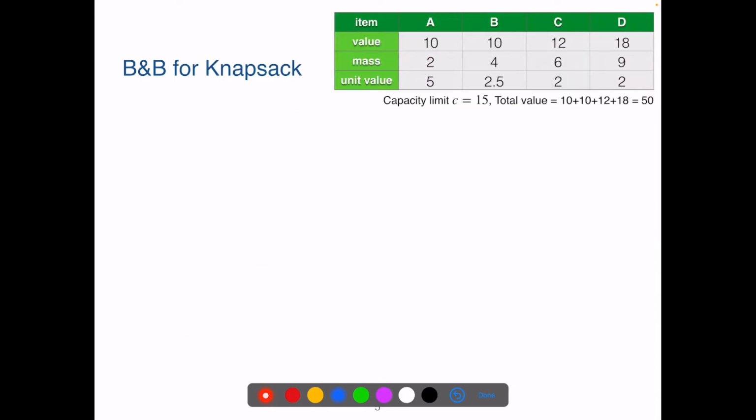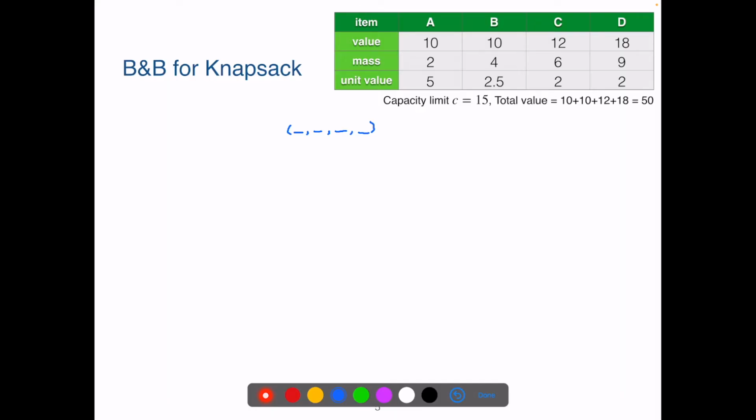Here is the idea. Given this example here, we have 4 items, A, B, C, D in total. We sort them based on their unit value. The capacity limit C is given as 15, and then the total possible value is 10 plus 10 plus 12 plus 18. That's 50. Now our goal is to choose a subset of those 4 items and to minimize the total value margin. We represent a solution as a sequence of 4 decisions.